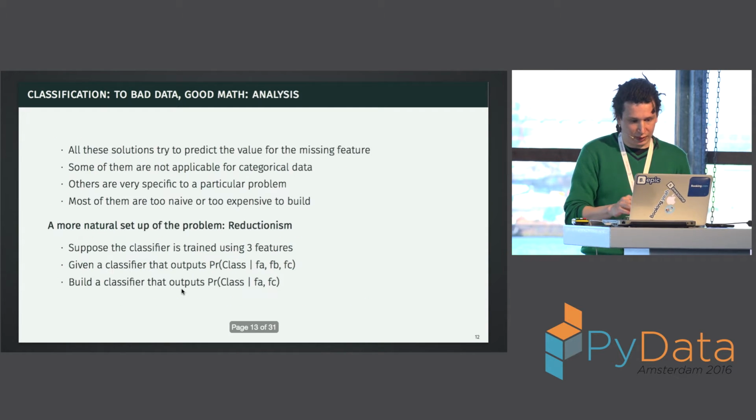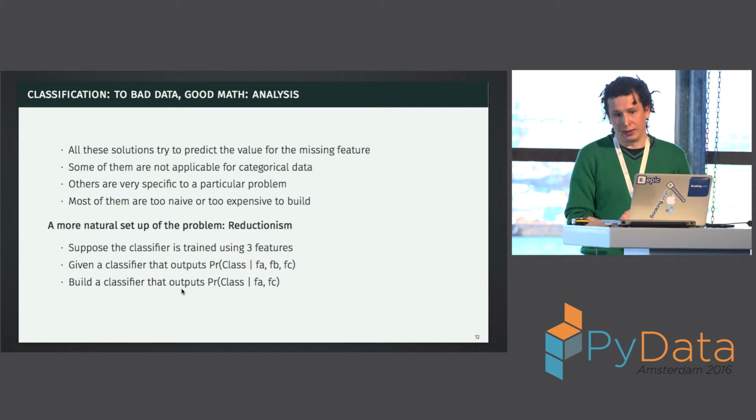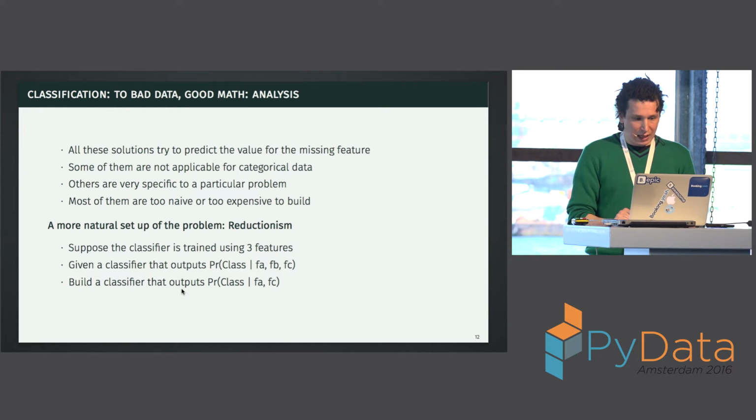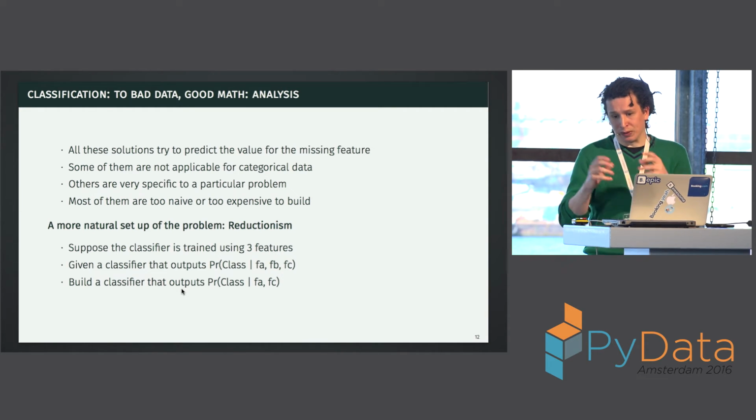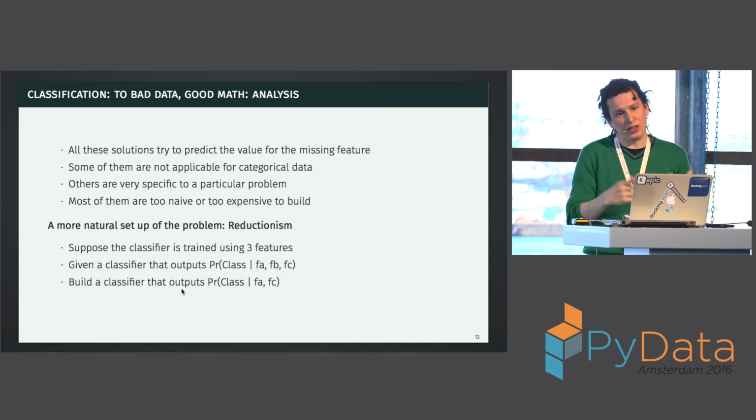So let's look at this a little bit closer. First of all, these solutions try to predict the value that's missing, right? There's nothing wrong with this, but this is just an observation about the most usual approach. Actually, many of them are not applicable for categorical data. What is the average between business and leisure? I don't know. Other solutions are very particular to specific problems, like using the average in the neighborhood. This is very useful sometimes for pictures, for images, but in general it's not applicable.